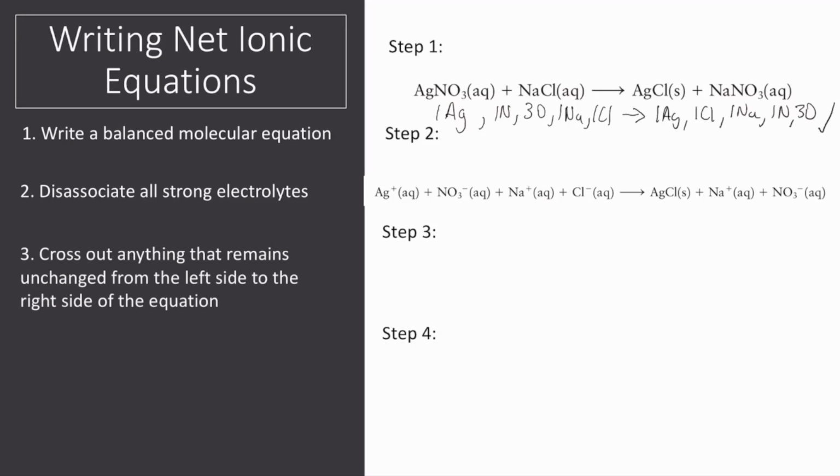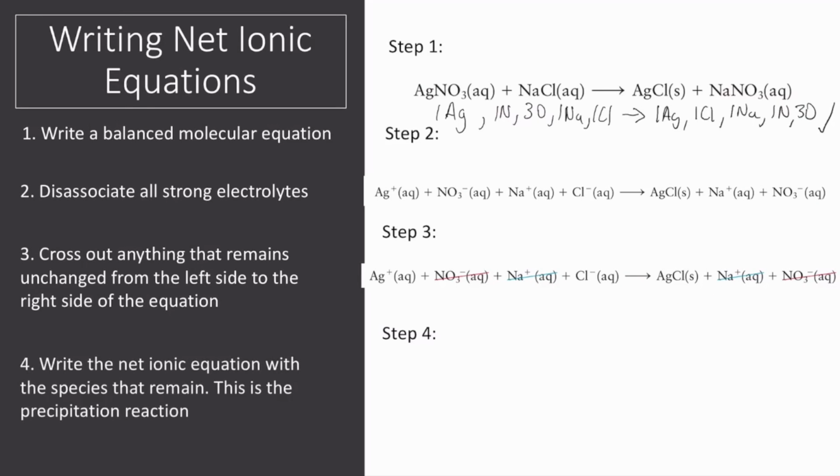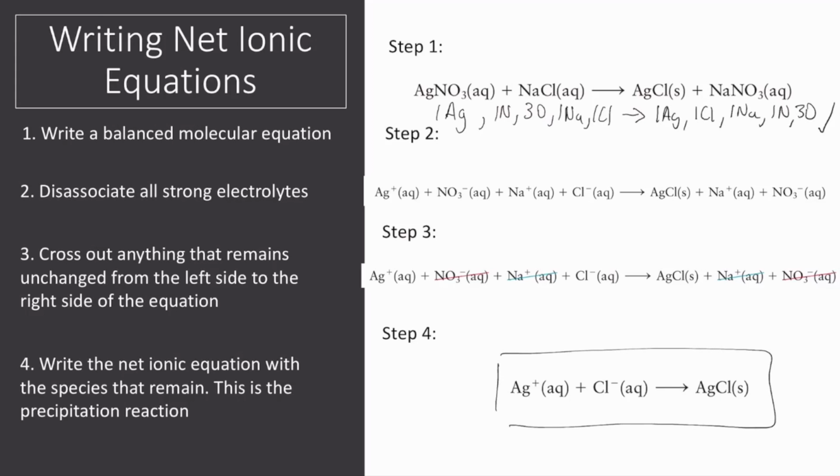The third step is to cross out anything that remains unchanged from the left side to the right side of the equation. So we cross out the nitrate on both sides, the sodium ions on both sides. And finally, we write the net ionic equation with the species that remain. This is the precipitation reaction. So the species that remain on the left are the silver ion and the chloride ion, and these are all in aqueous solution, and the right hand side is the precipitate, the silver chloride. So this is the balanced net ionic equation.